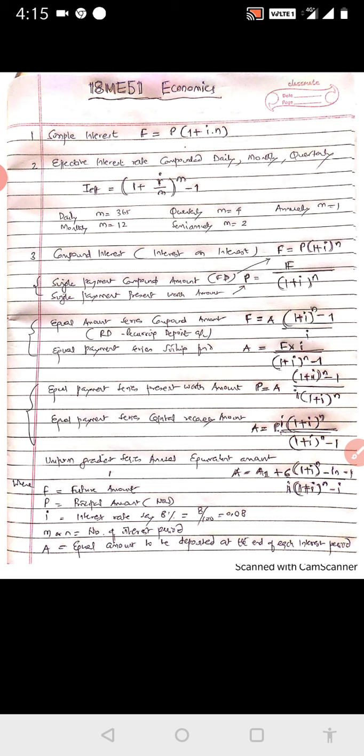I am getting it in one payment, that is a single payment, and the future amount is F, 2 lakhs. So today it is worth 1 lakh rupees. So P is equal to F divided by (1 plus I) raised to N. This is used for calculating the salvage value.